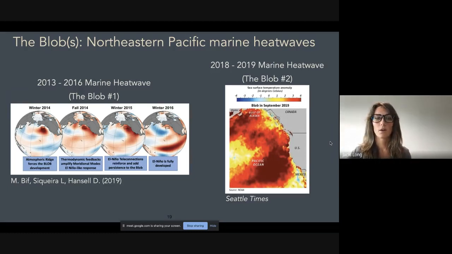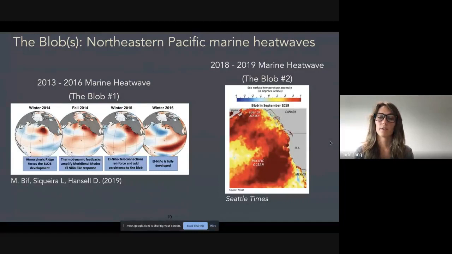So now let's go and focus on why we're all here, to talk about the marine heat waves. A little bit of background, we're all obviously familiar by now. There was a marine heat wave termed the blob back in 2013 to 2016. And then we recently had a return of the blob in 2018 through 2019.